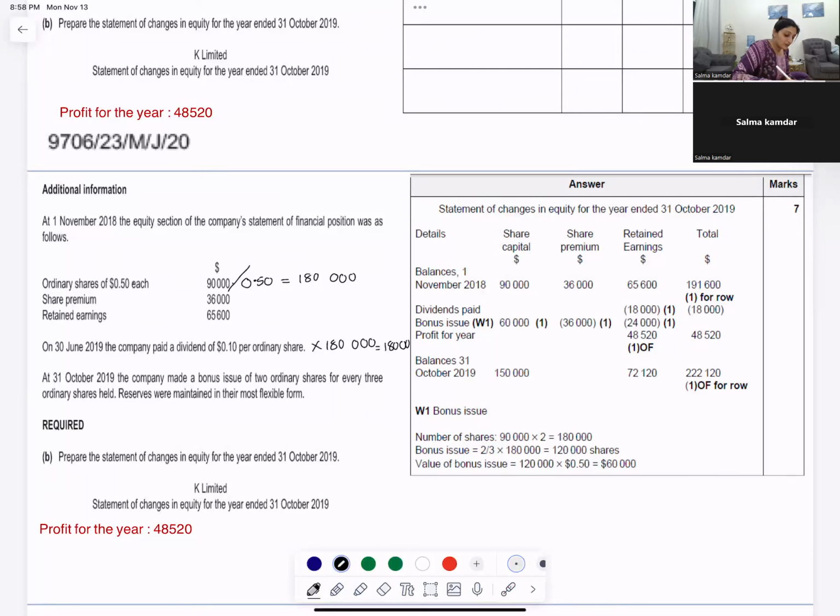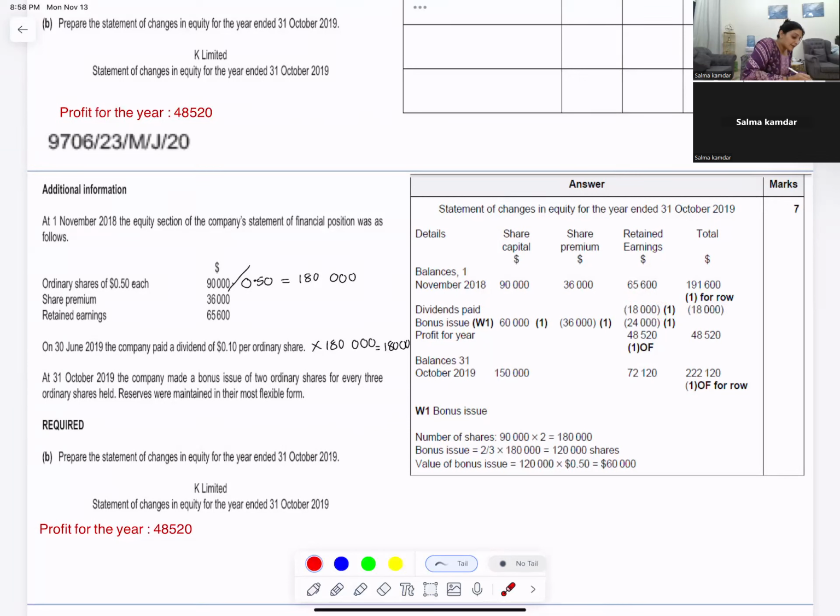You should know that you always pay dividend. You will write dividend paid. You always pay dividend out of retained earnings. So it will go from the retained earnings and it will go from the total.